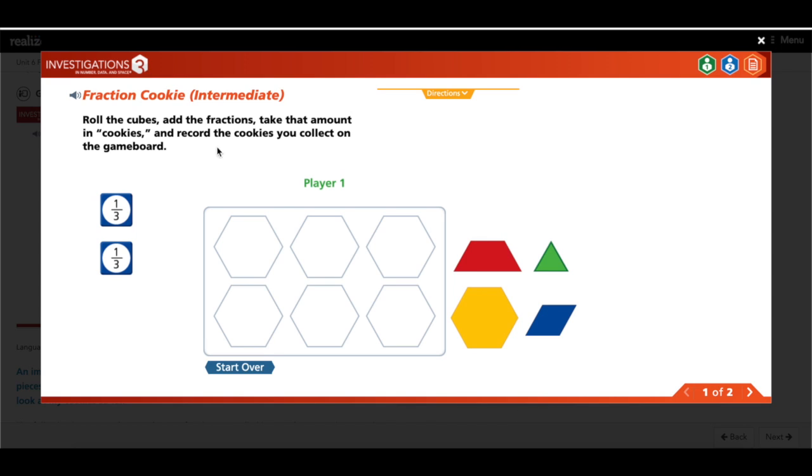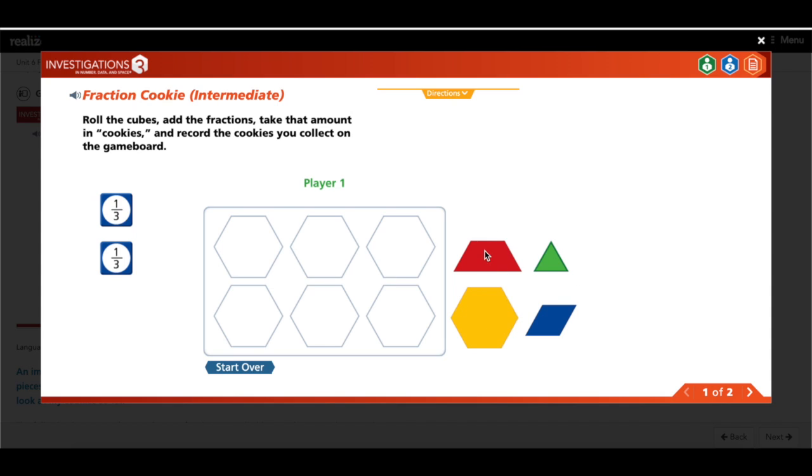What we're doing today is playing a fraction cookie game. And since you don't have all the materials at home, we're just going to be doing it as a class. So the directions are to roll the cube. So we have 2 fractions that we're able to roll. And we want to get the least amount of shapes to fill up our hexagon.